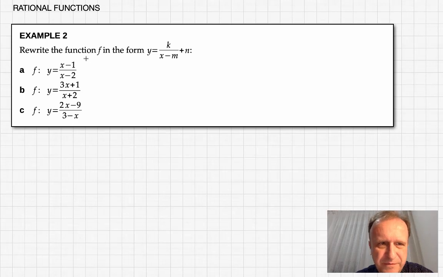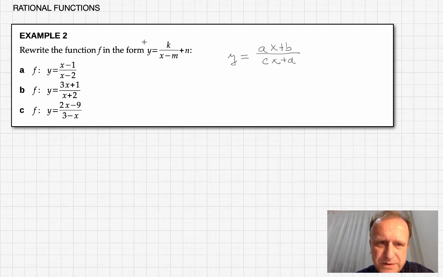Example 2. Rewrite the function f in the form y equals k over x minus m plus n. Now the reason for this example is that all these functions you see here are rational functions, the functions in the form y equals ax plus b divided by cx plus d. And the whole problem that we have to solve here is to learn how to sketch graphs of these functions.